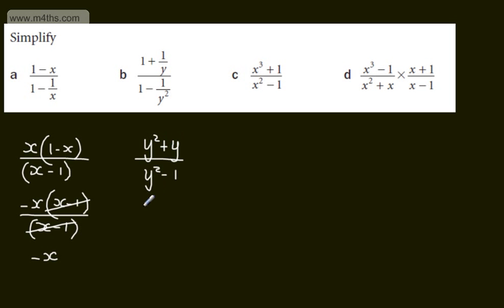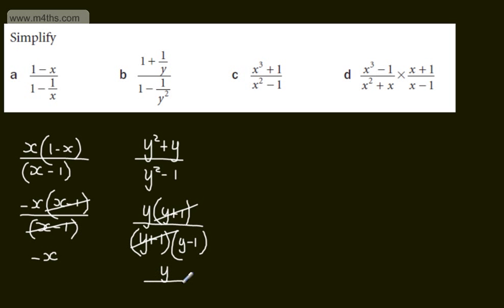I'm going to factor the numerator. That'll give me y plus 1. And I'm going to factor the denominator as the difference of squares. Y plus 1 multiplied by y minus 1. We can cancel the common factor of y plus 1, so we're left with y over y minus 1. And that's now a single fraction fully simplified.